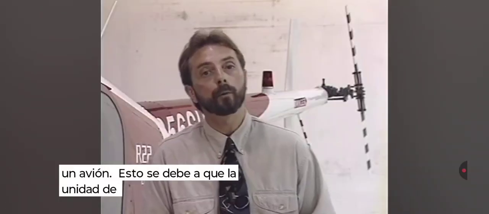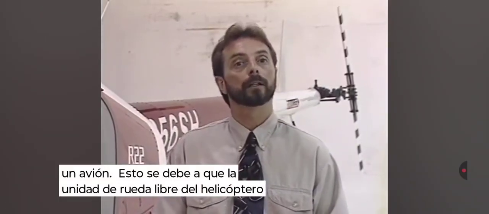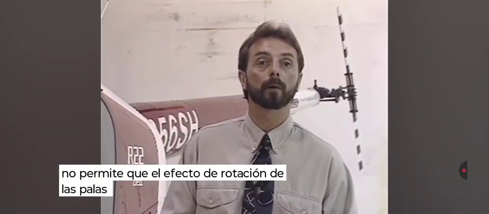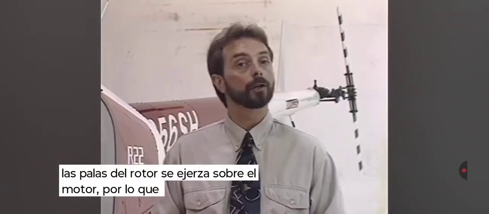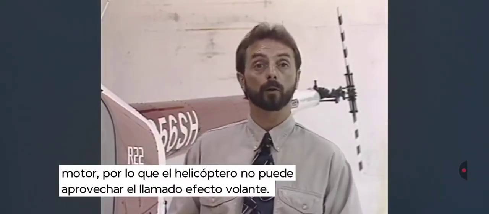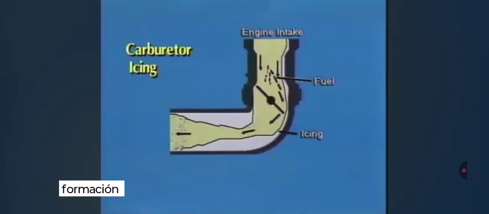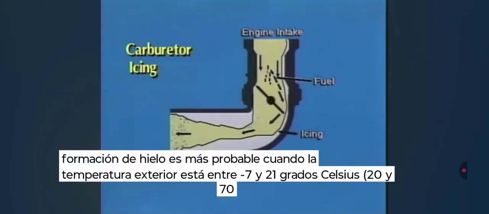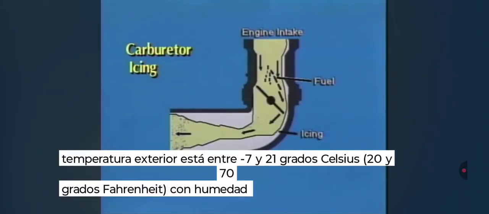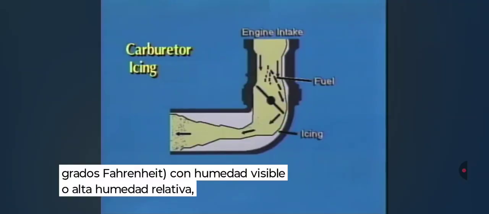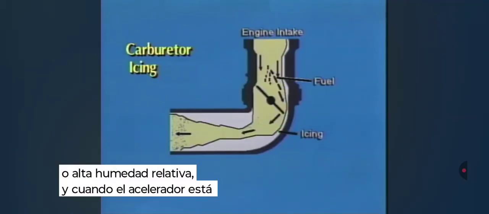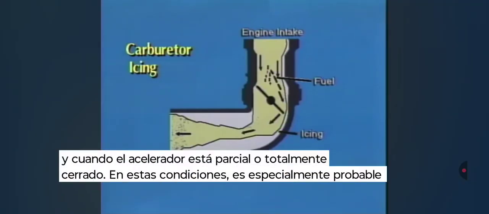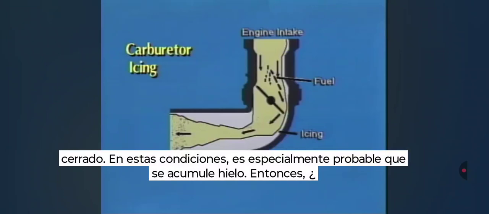This is because the freewheeling unit in the helicopter doesn't allow the windmilling effect of the rotor blades to be exerted on the engine, so the helicopter can't take advantage of the so-called flywheel effect. Icing is most likely to occur when the outside temperature is between 20 to 70 degrees Fahrenheit, with visible moisture or high humidity present. And when the throttle is partly or fully closed, ice is especially likely to accumulate.